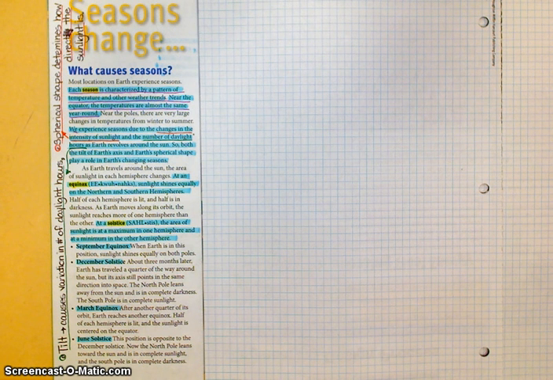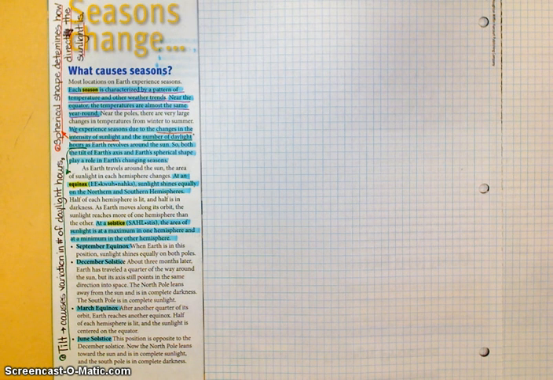I also highlighted that at an equinox, sunlight shines equally on the northern and southern hemispheres. You might make a note out to the side that an equinox means equal amount of day and night. You're going to have approximately 12 hours of sunlight and 12 hours of darkness. At a solstice, you're talking about the sunlight being at its most direct in one hemisphere and its least direct in another hemisphere.